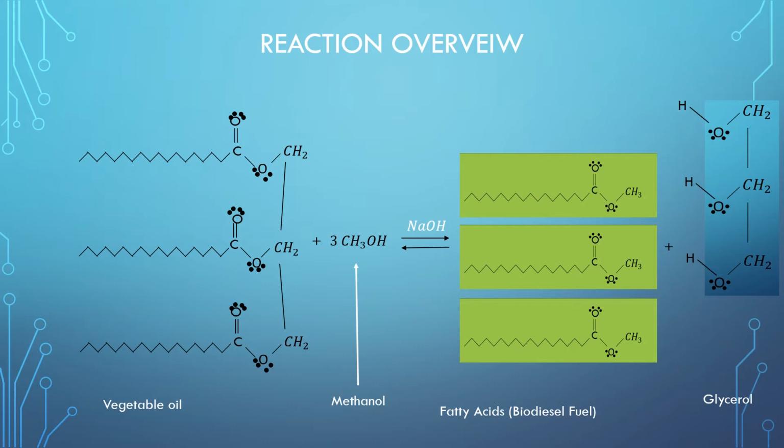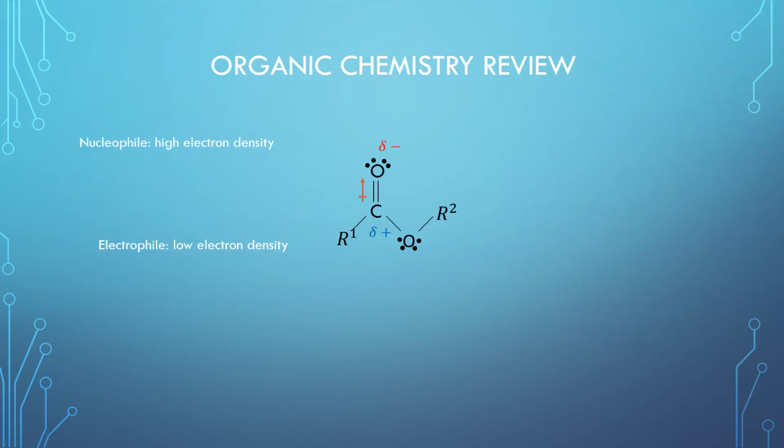Although this may look like a complex organic reaction, don't worry, we'll simplify it to focus on the key functional groups soon. Before we go into the reaction mechanism, let's have a brief overview of some organic chemistry terms. Organic reactions take place as nucleophiles interact with electrophiles to form and/or break chemical bonds.